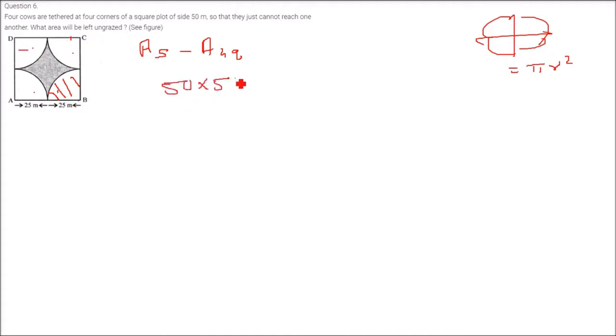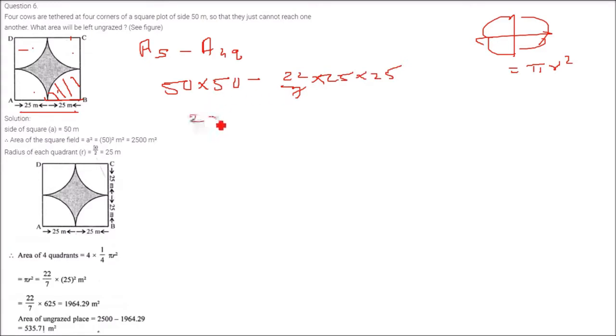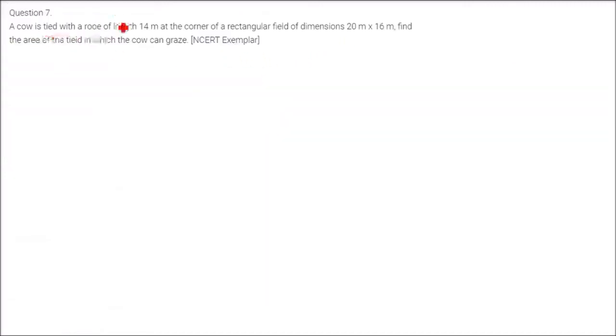So the area of the square is what? We have the side, so 50 into 50, minus the area of four quadrants, which is pi r square. Pi you can take as 22 by 7, and here the whole is 50, so the radius will be 25, so it will be 25 into 25. So what do you get? You get 2500 minus 1964.29. This is going to be 535.71 meters square.